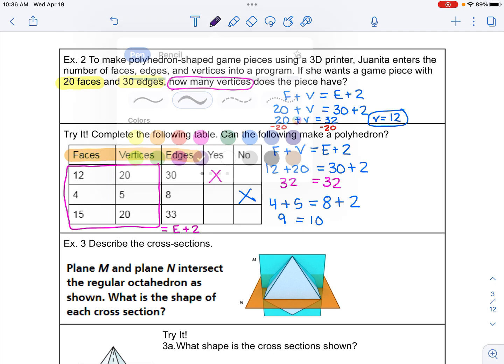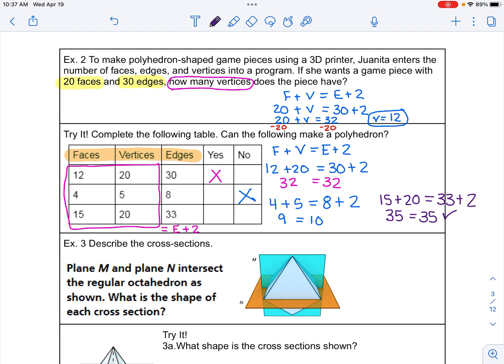Okay, I kind of ran out of room in my box, so I'm going to do the last one in a different color. 15 plus 20. Does that equal 33 plus 2? Again, I'm just doing the bottom row here. 15 plus 20 is 35. And 33 plus 2 is 35. So yes, that one worked.